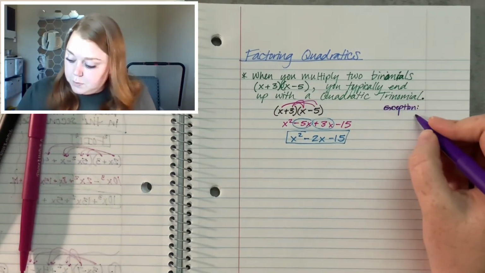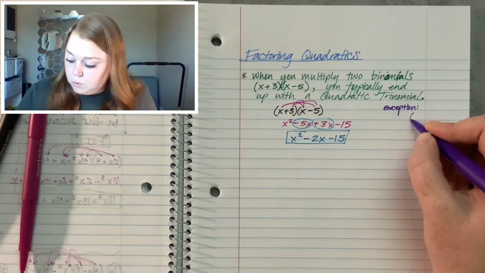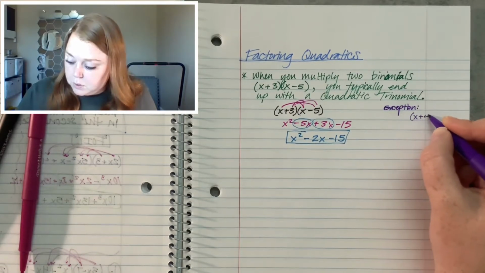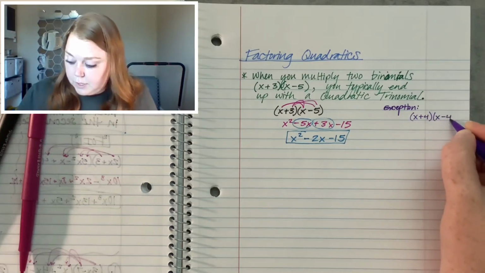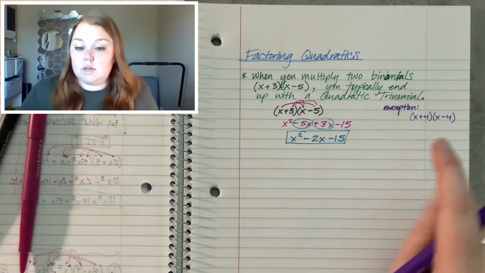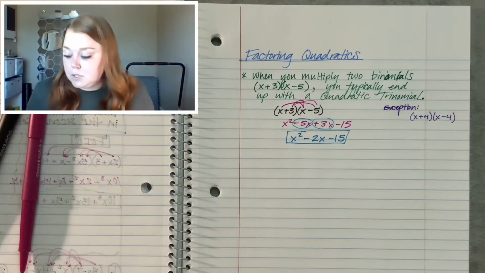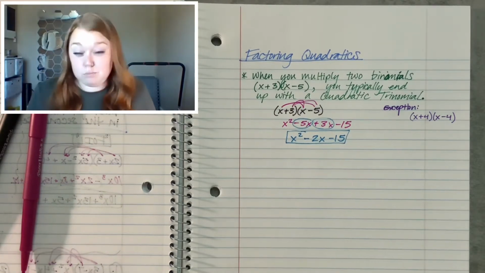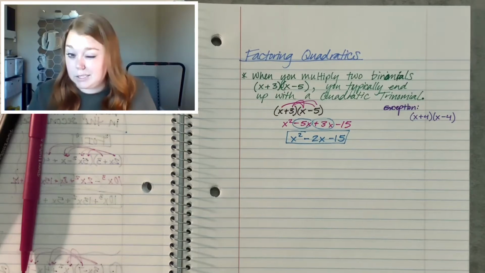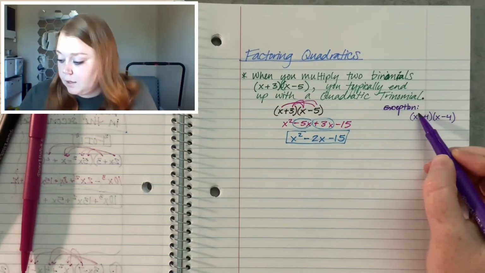An exception would be if you were to multiply something like x plus 4, and then you do the opposite of plus 4 and you minus 4. These are opposites of each other. So what's going to happen is you're going to have something that cancels out completely, not just combines, but cancels out to 0. So let me show you that.